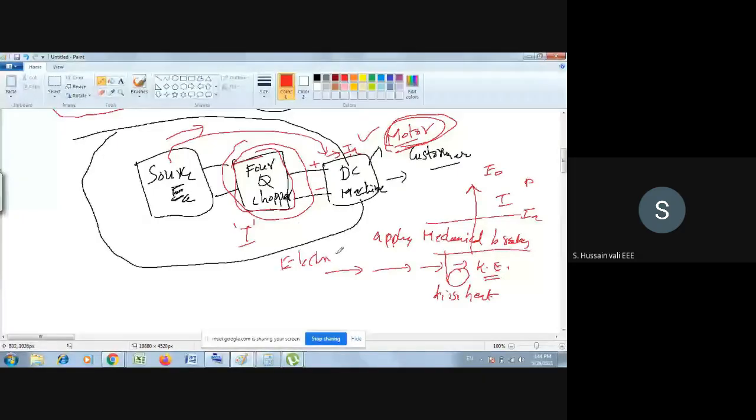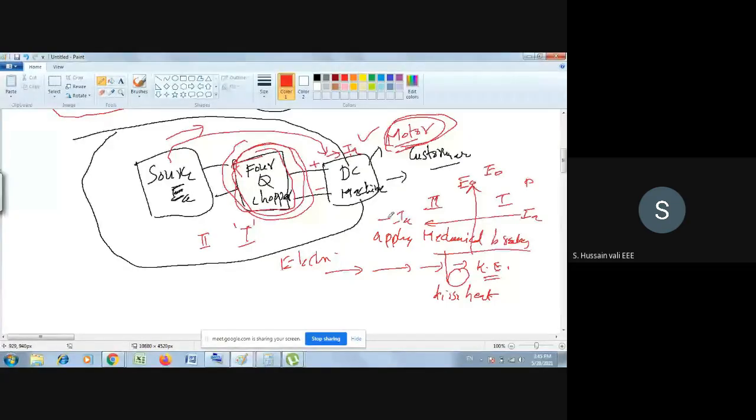this four quadrant chopper is there, so it will automatically switch to the second quadrant. When it switches to the second quadrant, see what is there. Please tell. E naught is positive, whereas IA becomes negative. Yes, sir. In the second quadrant, so what is the advantage?